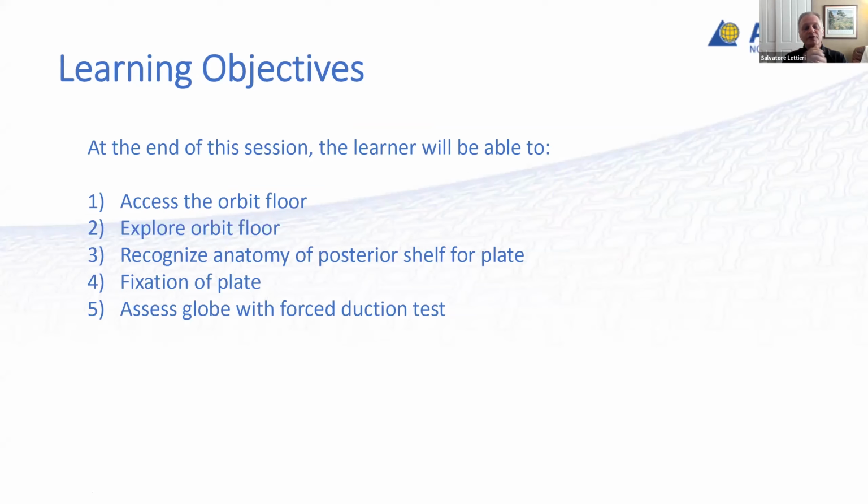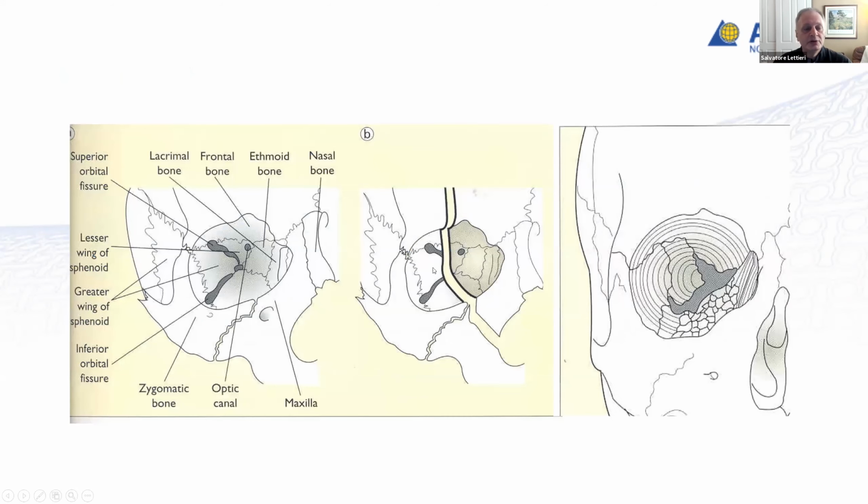For the smaller defects the size of a fingernail, usually you can rest something on top of that, such as porous polyethylene or gel film or absorbable plate of some type. But we're going to specifically look at the larger plates and then fixation of the plate and also assessing with the force duction test. As you already learned about the anatomy, it's thinner on the medial floor and on the medial wall, and it's thicker laterally. And that's going to be important with the dissections.